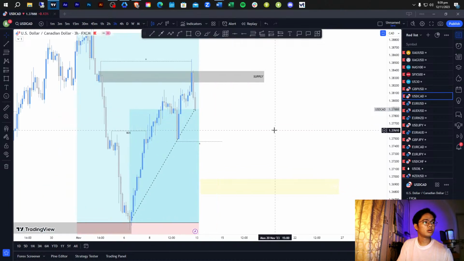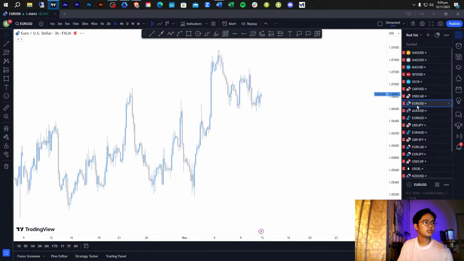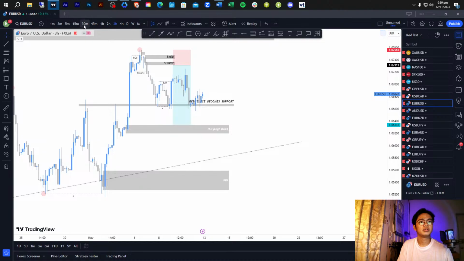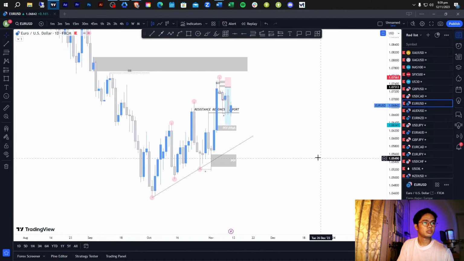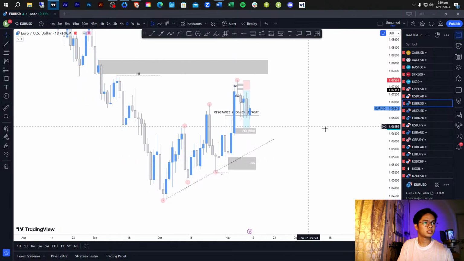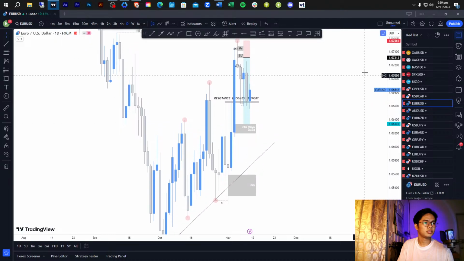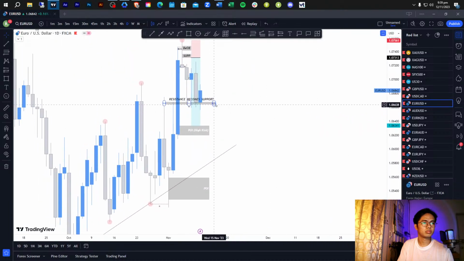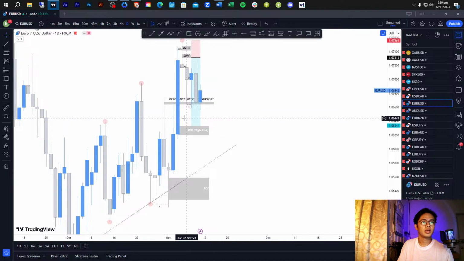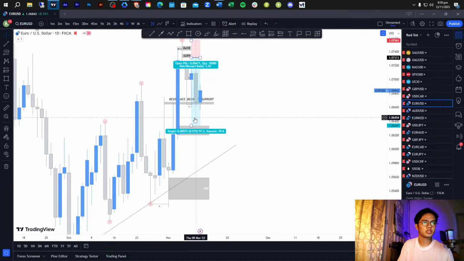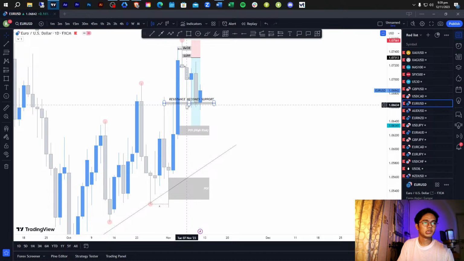We're gonna go on our next pair, which is the Euro USD. So on Euro USD, the market is currently on this RBS, and this is a strong RBS or a support right now, because for like 4 days the market is bouncing on this. It's always being rejected on this support.